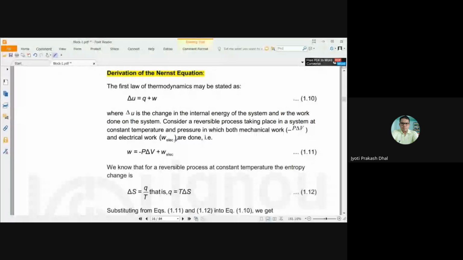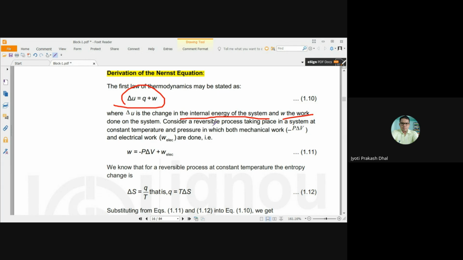The first law of thermodynamics. This is the mathematical form of the first law of thermodynamics, that is ΔU equals Q plus W, where ΔU is the change in internal energy of the system and W is the work done on the system. That's why the sign convention is there. If work is done by the system, you have to put a negative sign. Here the positive sign is there, so W is the work done on the system.